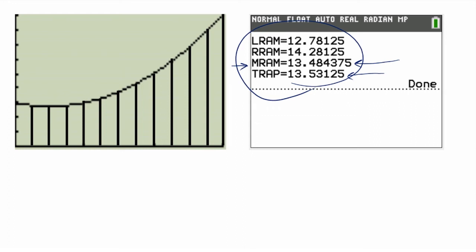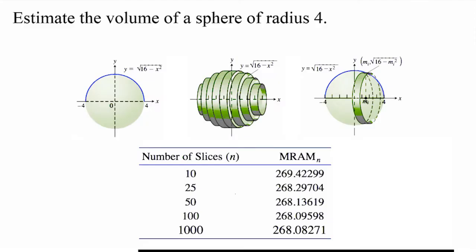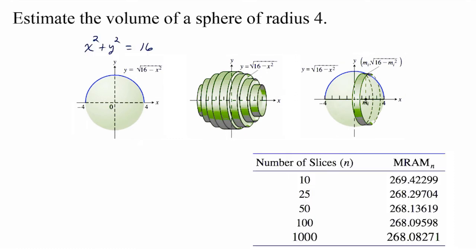We can also use rectangular area approximations, RAM, to estimate volumes. Let's do this for a sphere. Our example says, estimate the volume of a sphere of radius 4. So let's start with the equation of a circle with radius 4.